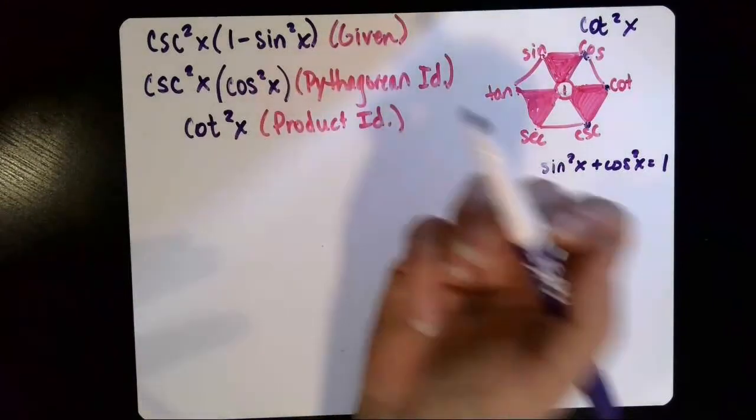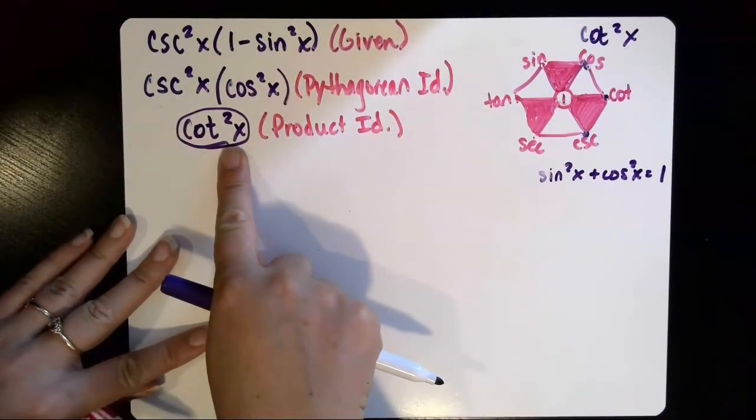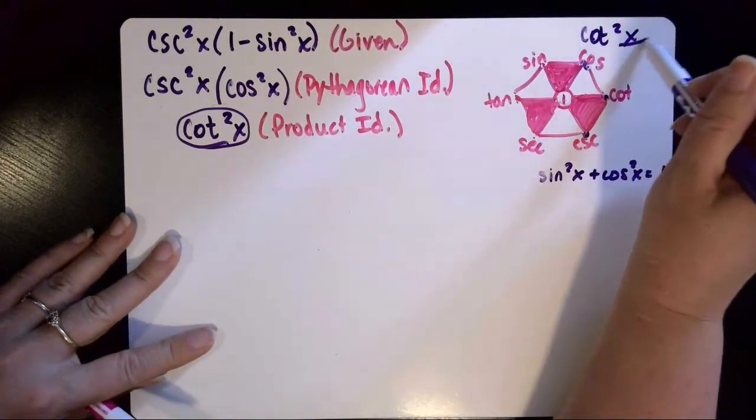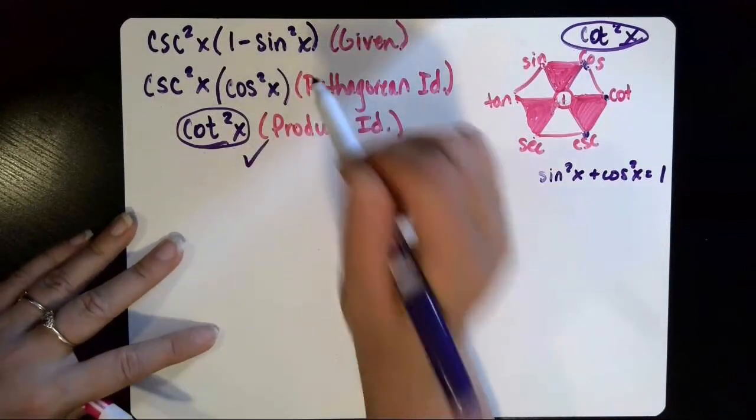And now we're done that quickly because we've reached our goal, which was to show that the more complicated side was equivalent to the cotangent squared x, and we've done it, and so this is verified.